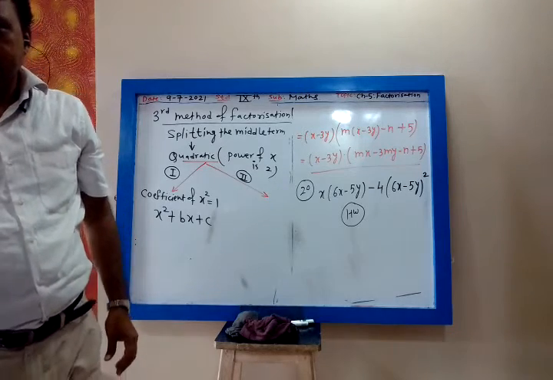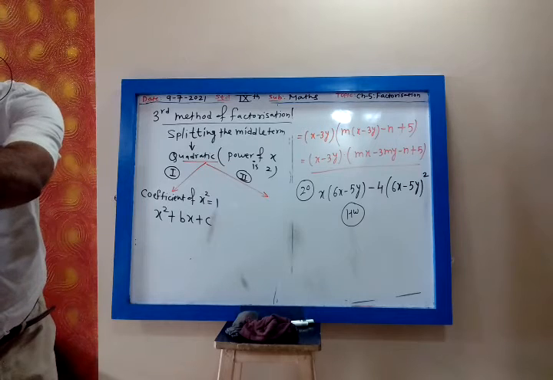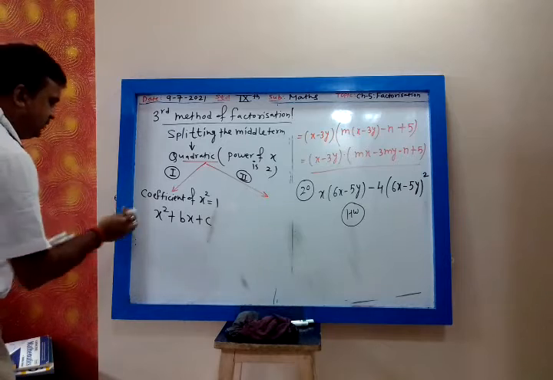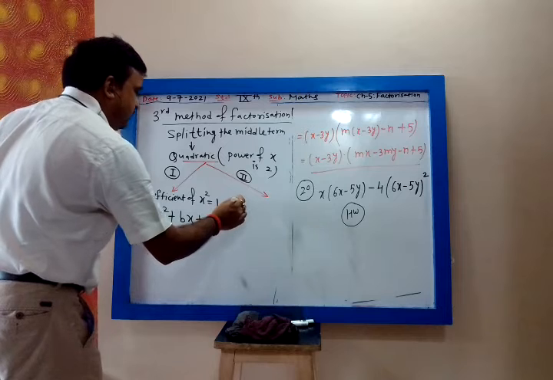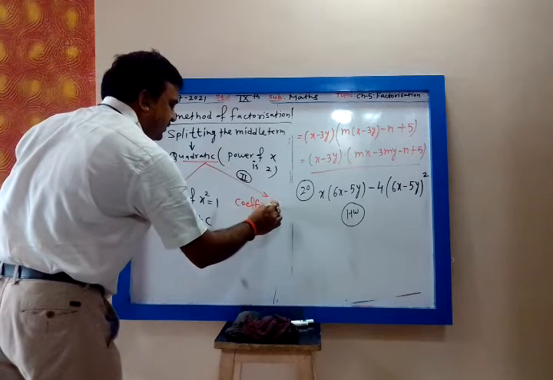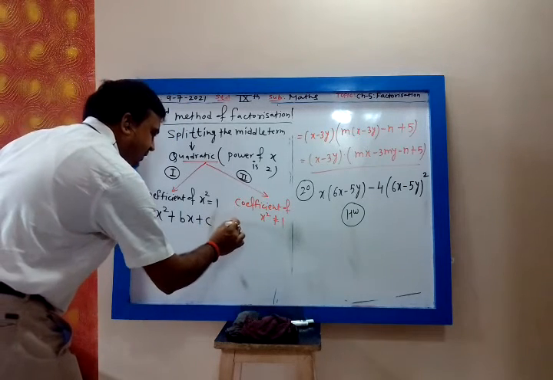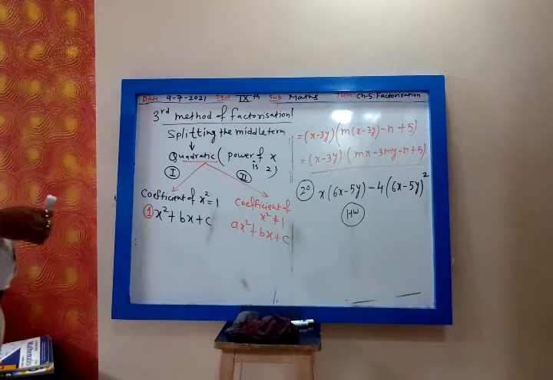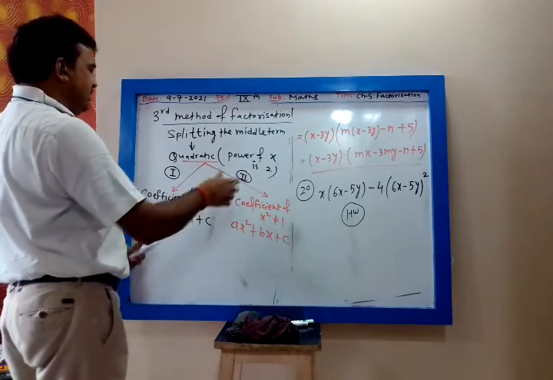Now quadratics are of two types. One is where the coefficient of x square is 1. The other type is where the coefficient of x square is not equal to 1. So the quadratic is of this type, ax square plus bx plus c. So there are two types of quadratic: coefficient of x square is 1, and coefficient of x square is not equal to 1.